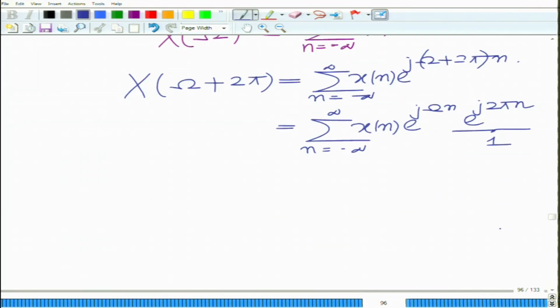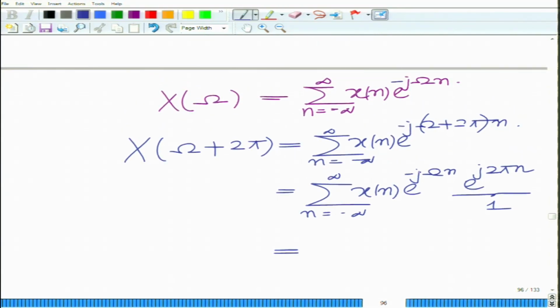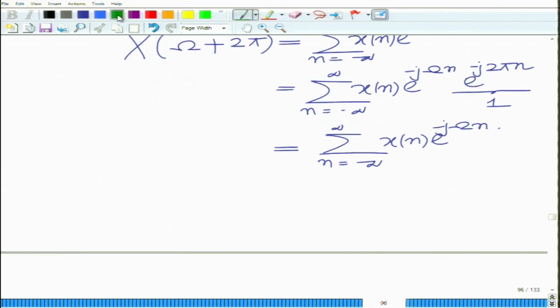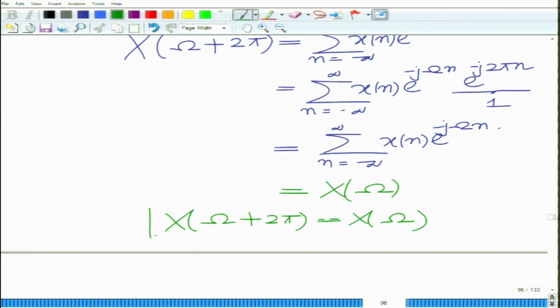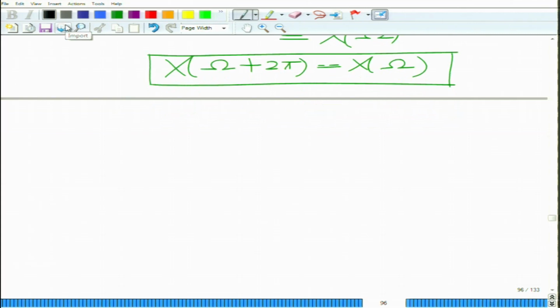This last factor is 1, and so this is summation n equals minus infinity to infinity x[n] e raised to minus j omega n, which is nothing but X of omega. So, we have X of omega plus 2 pi equals X of omega. So, the DTFT is periodic, and the fundamental period is 2 pi. All right, let us look at some other properties.